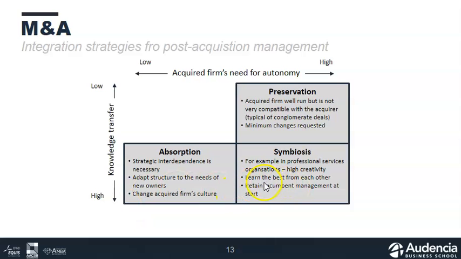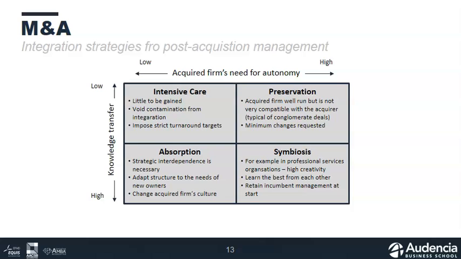So what we're going to try to do is learn the best from each other, and to avoid issues of autonomy, we'll retain the incumbent management at the start and then move that management over time. But initially, we'll maintain some degree of autonomy. We'll learn from each other and then move away from that over time. But we need to share practices to benefit from this acquisition.